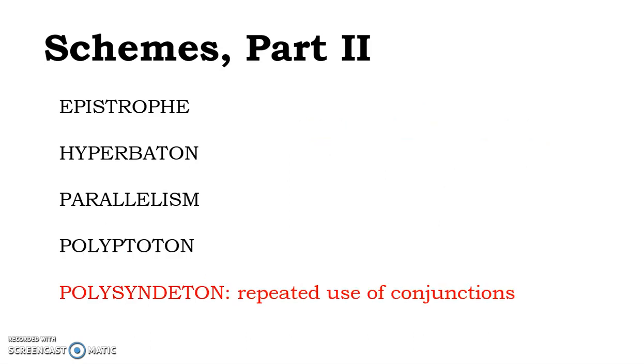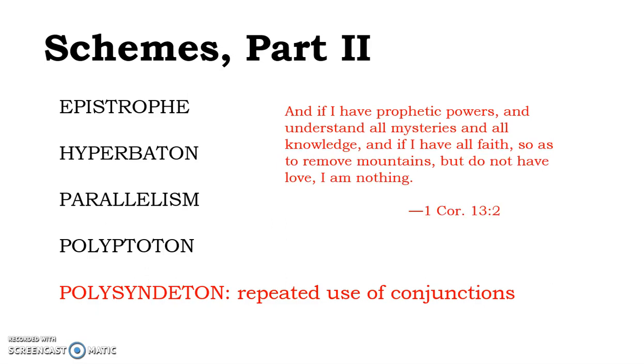Polysyndeton, repeated use of conjunctions. This is the opposite, incidentally, of asyndeton, the omission of conjunctions. Here's the repeated use of conjunctions, more conjunction use than necessary. 1 Corinthians 13:2, Paul writes, and if I have prophetic powers, and understand all mysteries, and all knowledge, and if I have all faith, so as to remove mountains, but do not have love, I am nothing. Polysyndeton slows down the reader. As you read these conjunctions, you are drawn to consider and extend consideration of the material of the sentence.